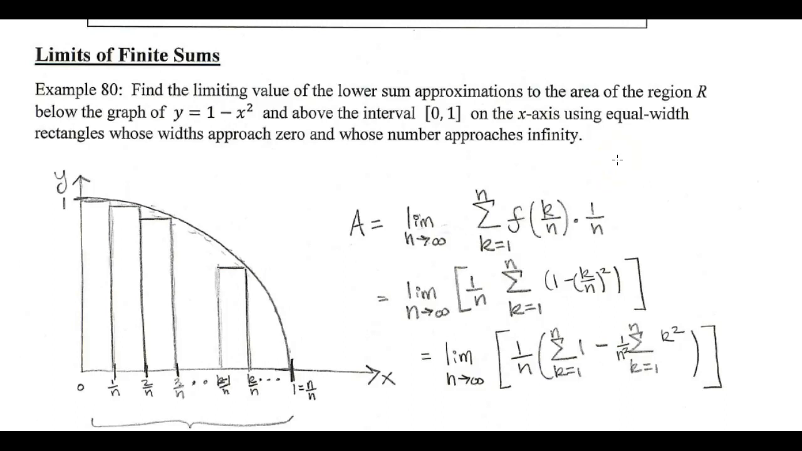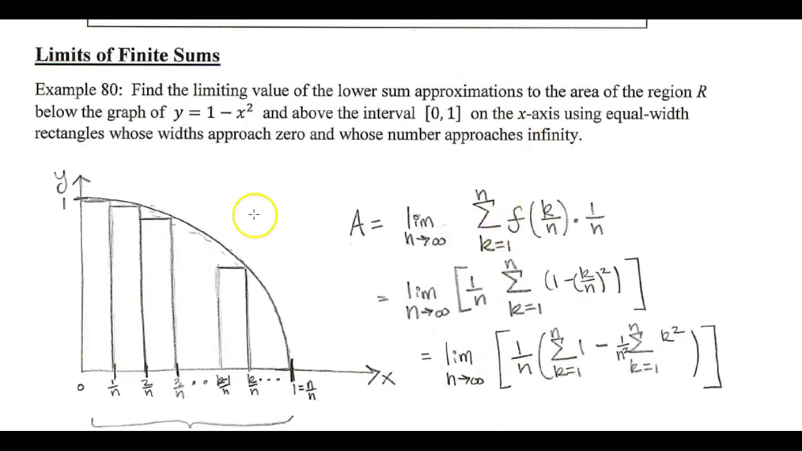Okay, so the reason we needed those formulas: the sum as k goes from 1 to n of k is n times (n plus 1) over 2. The sum as k goes from 1 to n of k squared is n times (n plus 1) times (2n plus 1), all divided by 6. And the sum as k goes from 1 to n of k cubed is the quantity n times (n plus 1) over 2, all squared.